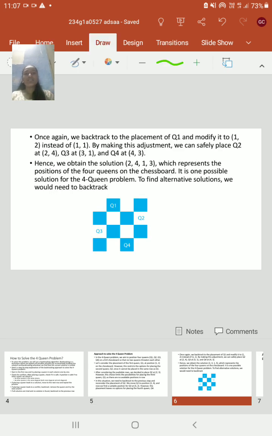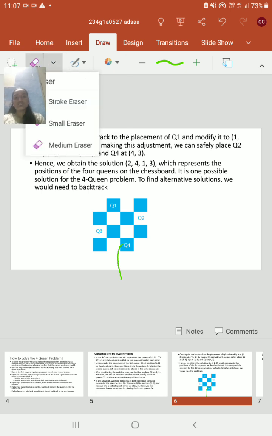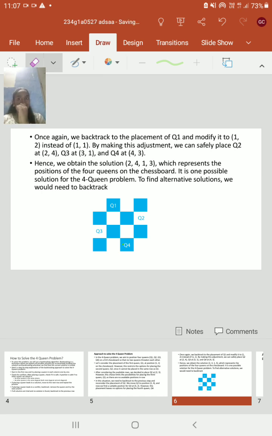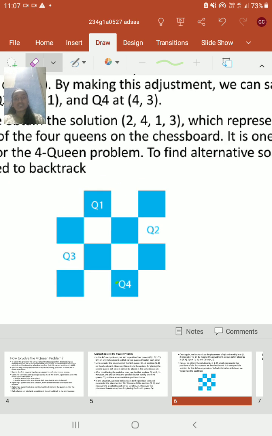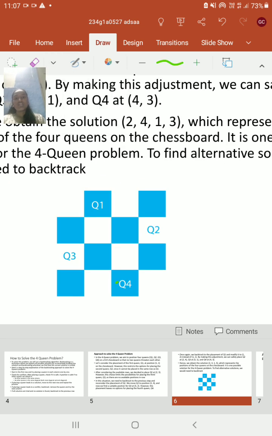See here, if we place q1 here, now check for q2. Is there a chance to place q2?